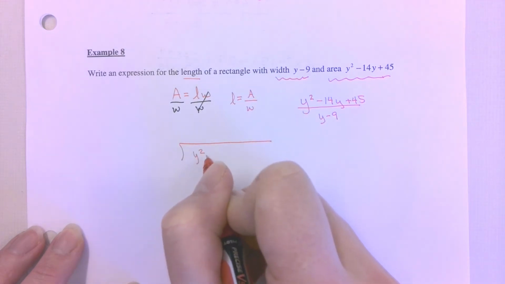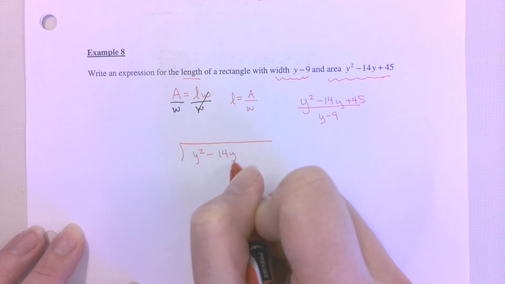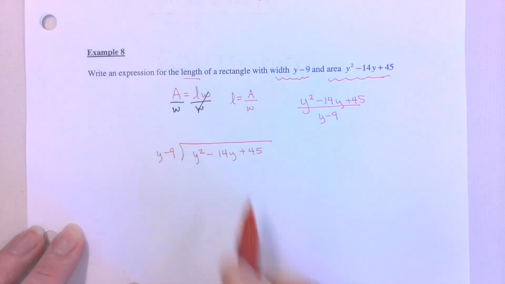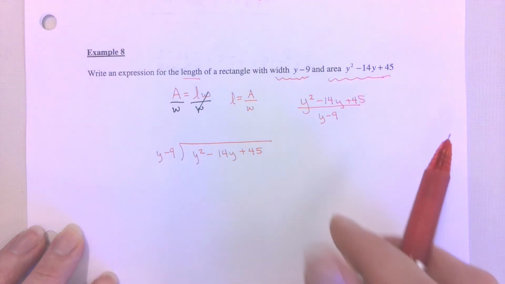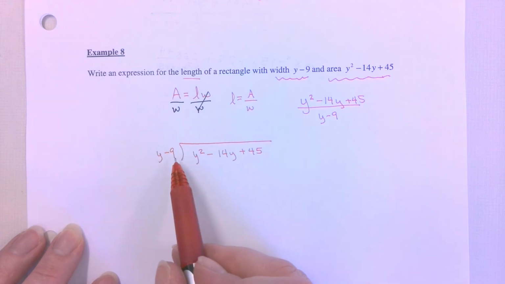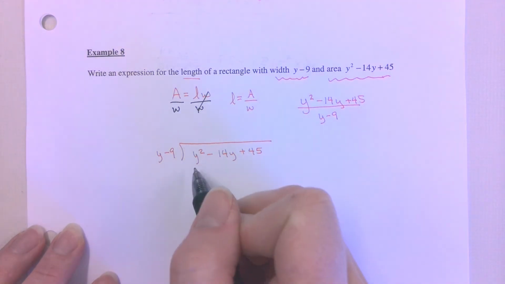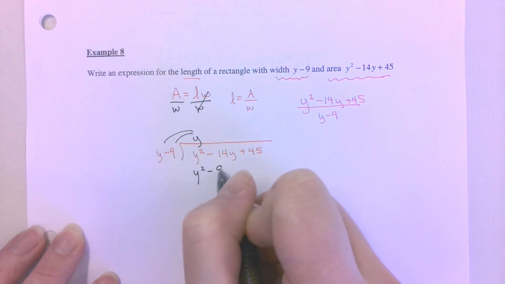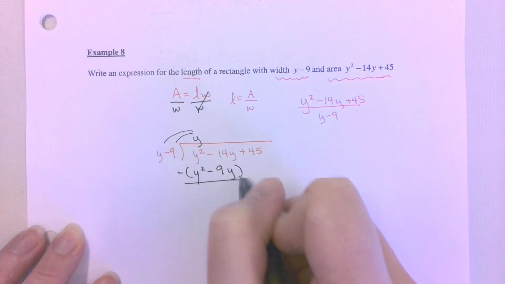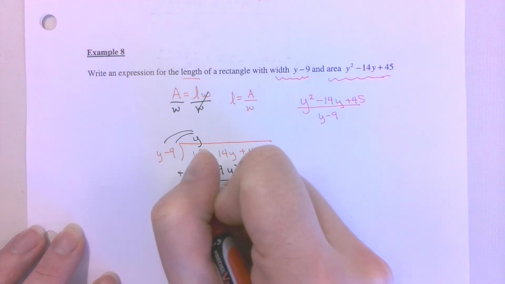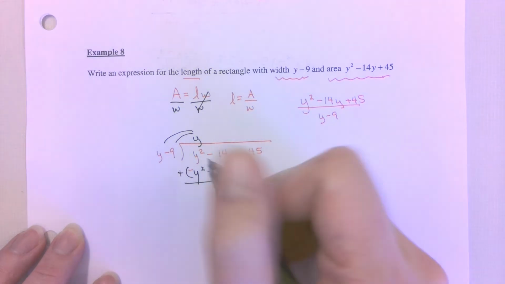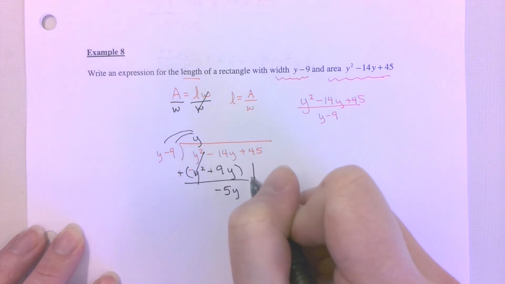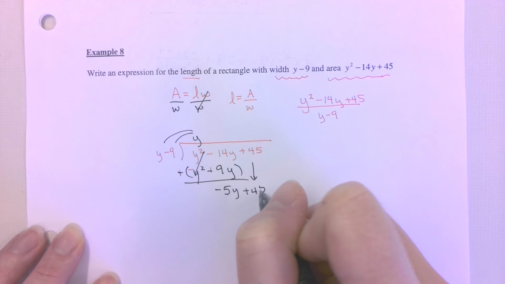So we have y squared, we have a negative 14y, and a positive 45. And I'm dividing by y minus 9. So again, I don't need any placeholders. So I'm going to go ahead and start. I'm going to take y times y to get me my y squared, distribute that, so y squared minus 9y. Come in and subtract with our division. Change my signs by distributing the negative. This cancels, and it leaves me a negative 5y. Drop down the next term to be positive 45, and we start again.